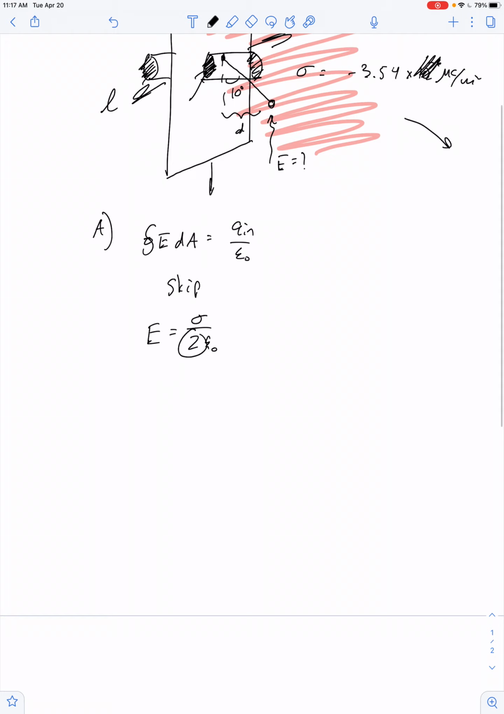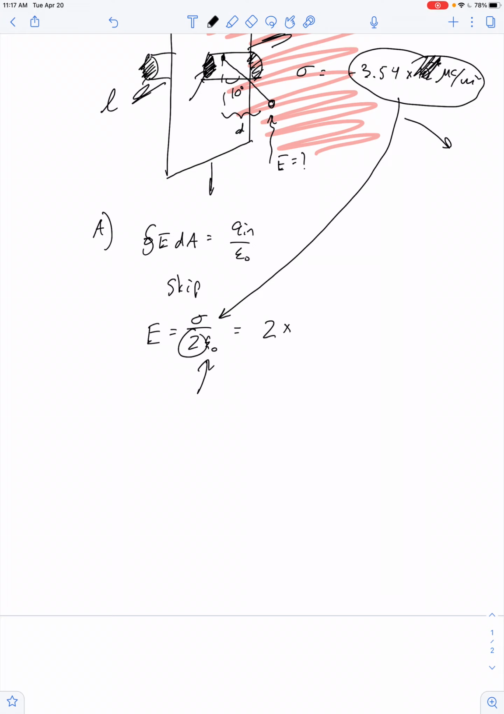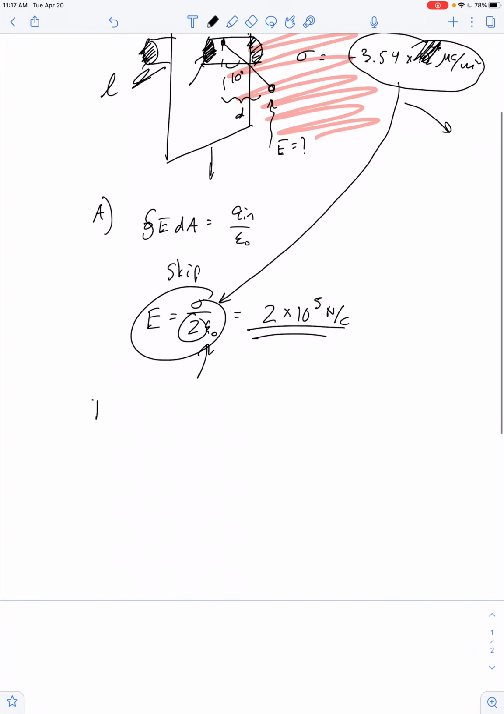Okay, so we plug in the given values: 3.54 times 10 to the negative 6 coulombs per square meter. You know the value for epsilon naught. So grab a calculator and double check me on this one, but the electric field should come out to be 2 times 10 to the 5th newtons per coulomb when applying this formula. Part B, we have to draw a free body diagram for the plastic bead.